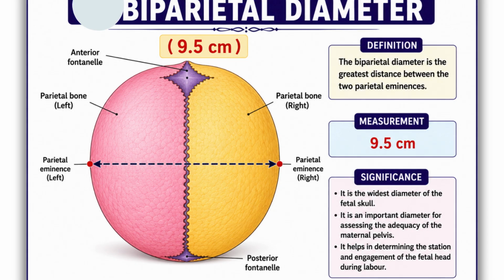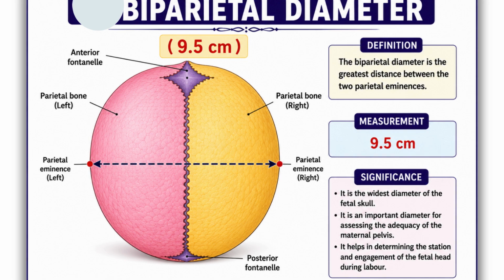6. Biparietal diameter. This diameter, also known as the transverse diameter, measures 9.5 centimeters. It extends from one parietal eminence to the opposite parietal eminence. This is the largest transverse diameter of the fetal skull and is the diameter that normally engages during labor.